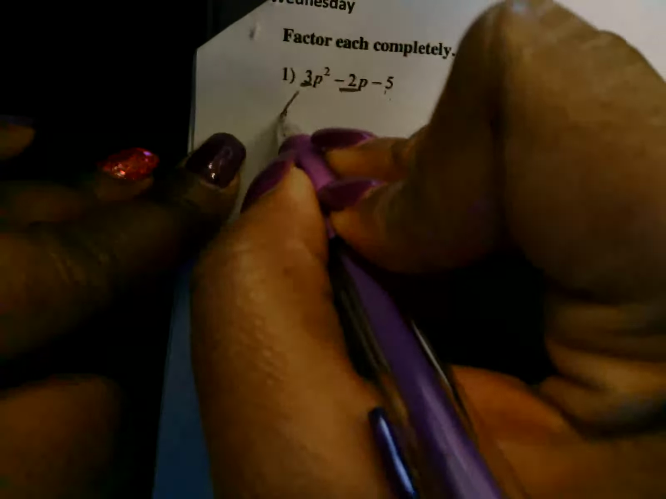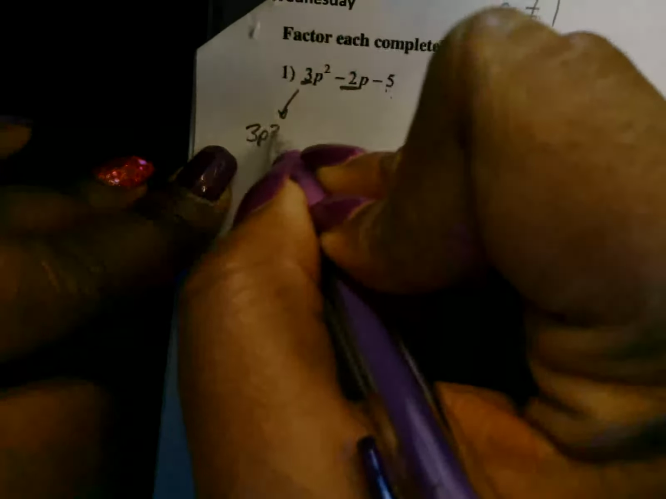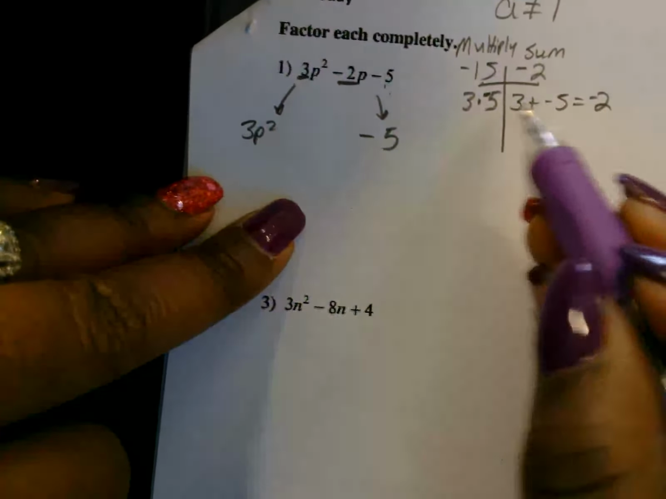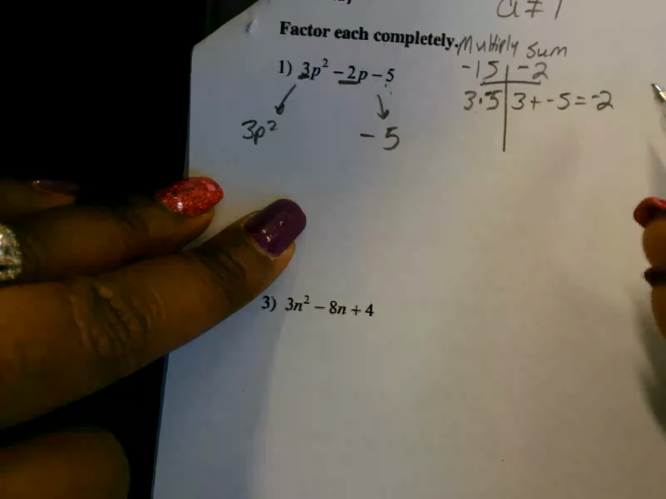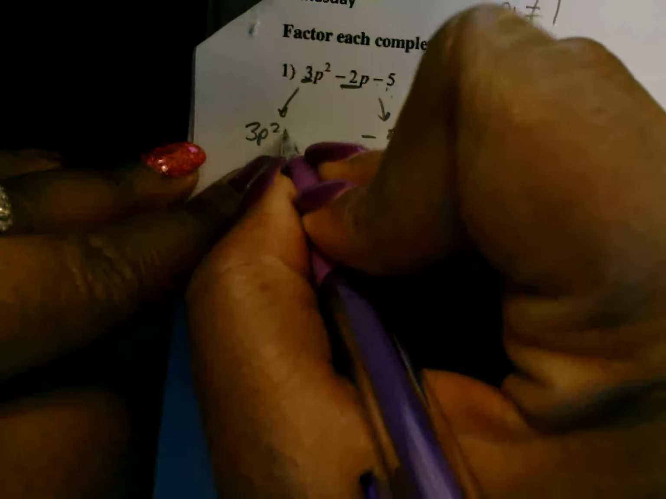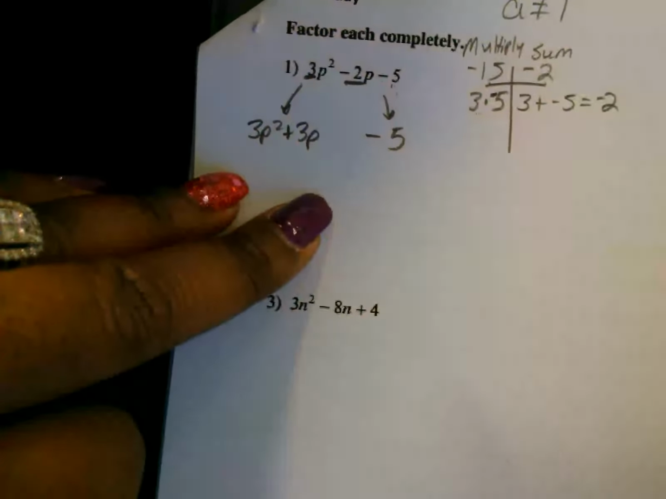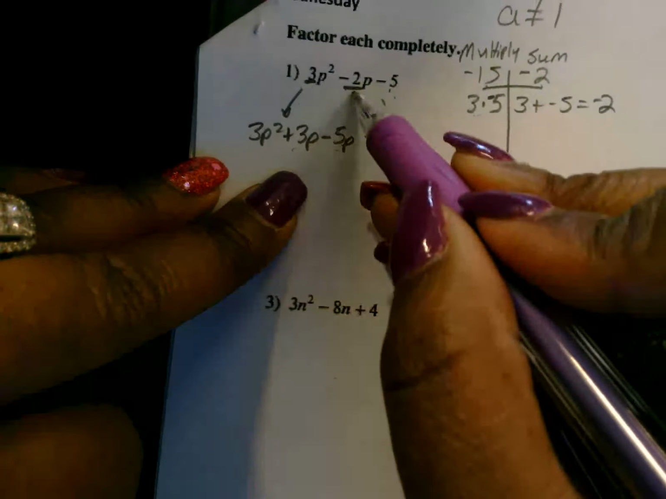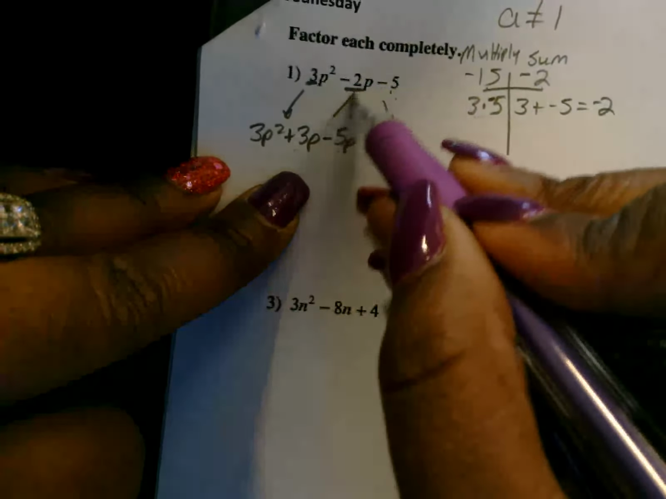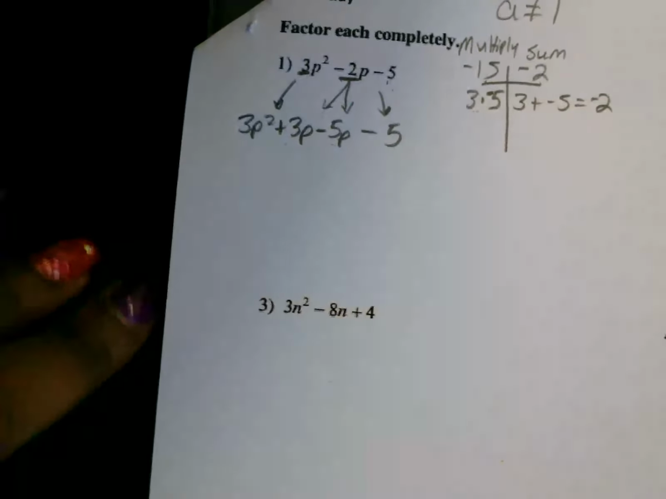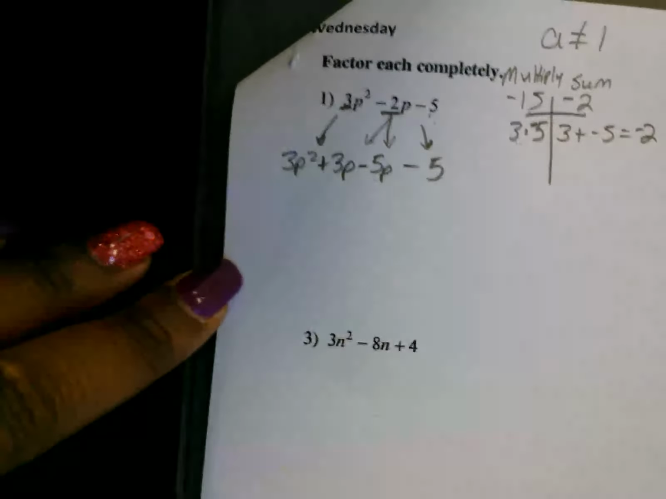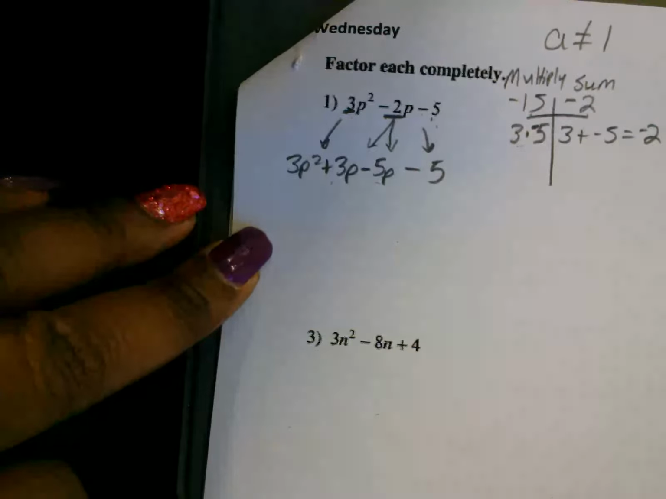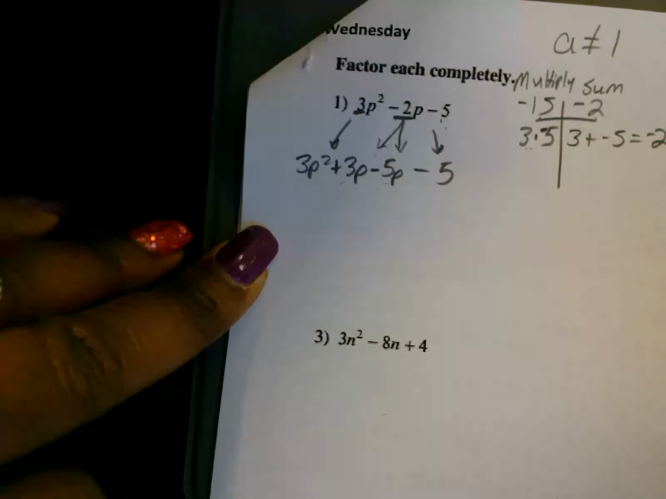Okay? So now this is how you will do this. You're going to rewrite the first number and you're going to rewrite that last term. And in the middle, you're going to use these two numbers because they work. Positive 3, so we're going to put a positive 3p plus or minus 5p because those two numbers will give you the middle number. So basically, we're just breaking down that middle number. Okay? So now we are going to factor by grouping because there's not a GCF that we can take out of all four of these terms.